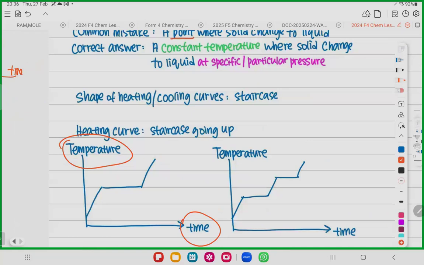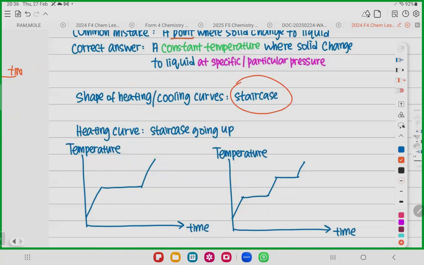Makes sense. When you heat something or when you're cooling something down, temperature will change. Am I right? When you're heating something, temperature will change. When you're cooling something, temperature will change. So it's a graph of temperature and time. So what is the shape of the heating and cooling curve?